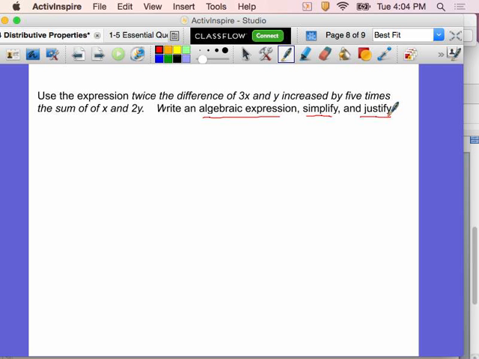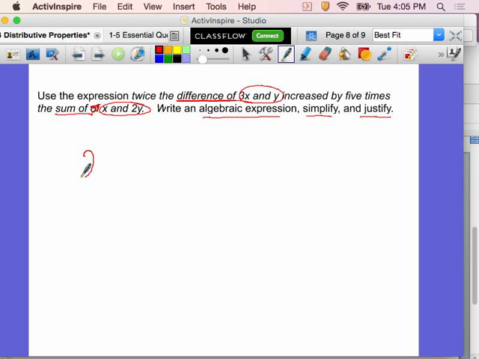And so now I need to take some time and analyze what all those words mean and kind of where I'm going to see things. So twice the difference of, so I'm looking for those parentheses. So what difference of what? 3x and y. Okay. So 3x and y, and then that's increased by 5 times the sum of x and 2y. Oh, there's 2 of those. So now I see my different parentheses, and I can start trying to figure this out.